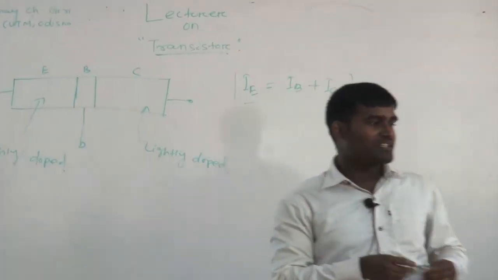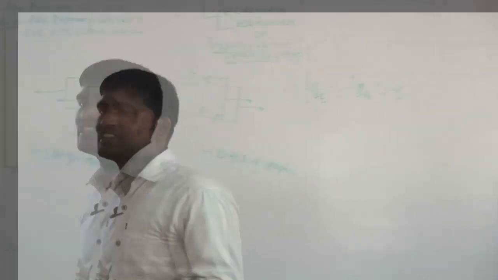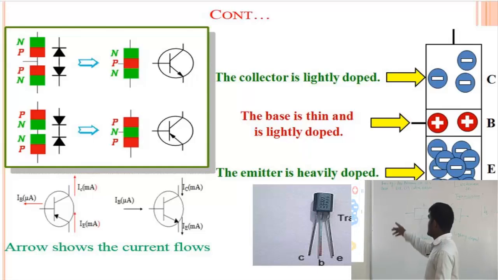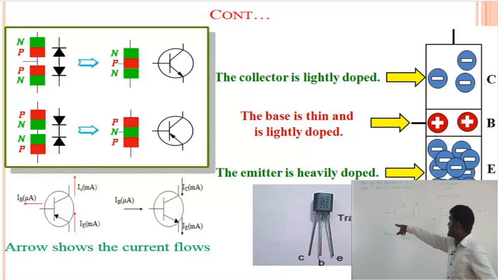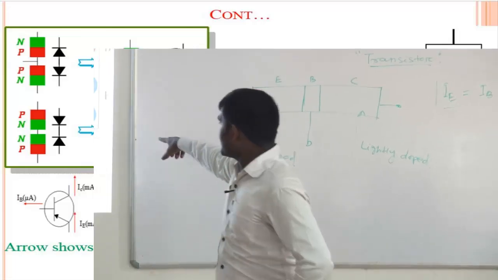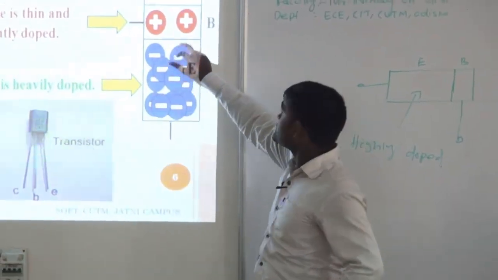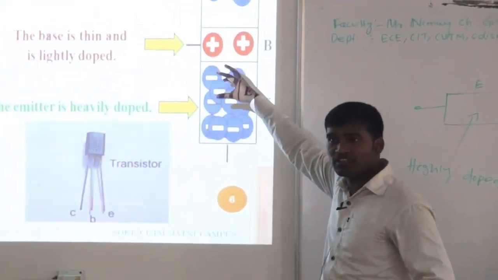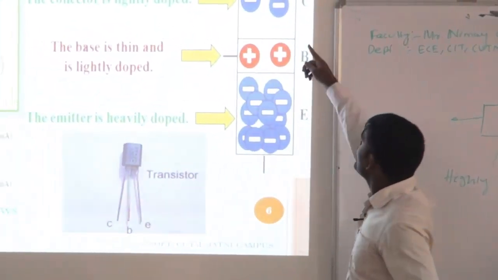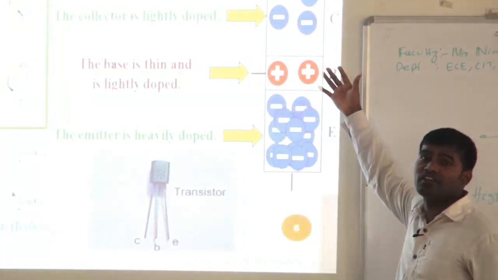It may be NPN, it may be PNP, but total current is equal to IB plus IC. Next. Continue. The collector is lightly doped, the emitter is heavily doped, and the base is a thin layer. Let 100% of electrons be emitted, so the maximum number of electrons are there. Here some positive charges come to recombine. After that, only some percent of electrons come here to contribute the current IC.